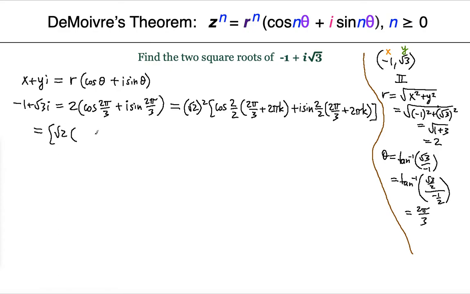radical 2 cosine of 2 pi over 3 plus 2 pi k, being divided by 2, plus i sine of 2 pi over 3 plus 2 pi k over 2. Okay, we're going to square this whole thing.